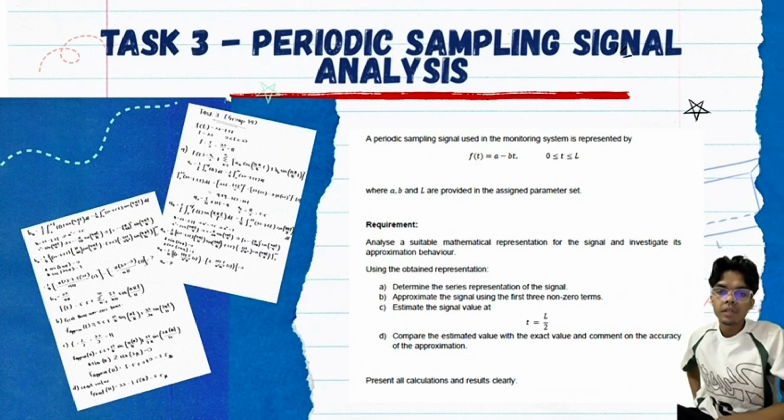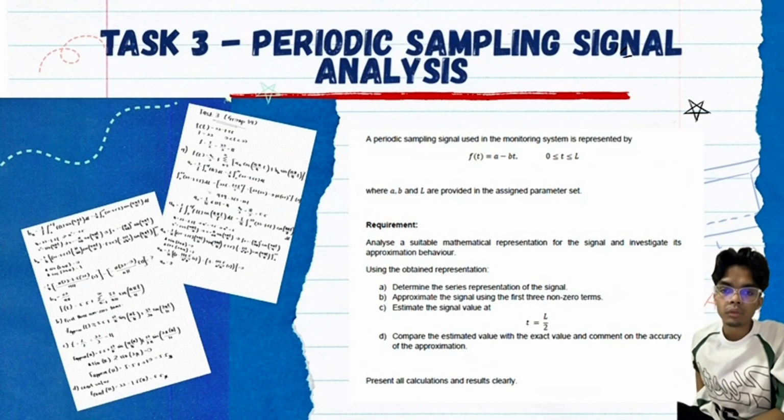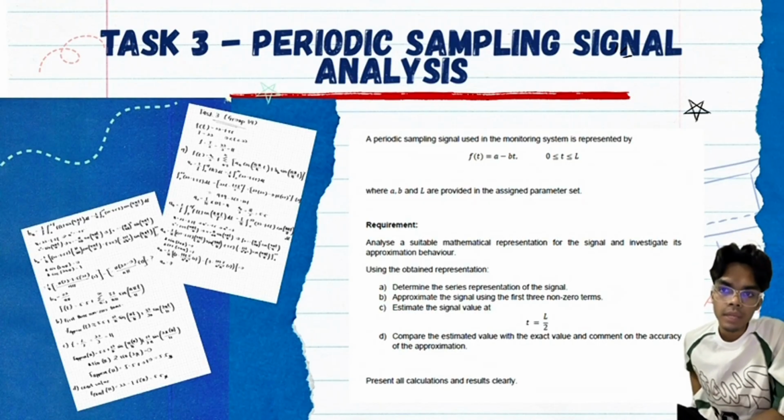I am Ashkar Zuri bin Muhammad Shukri, matrix number 1250121, and I will present for task 3, periodic sampling signal analysis.